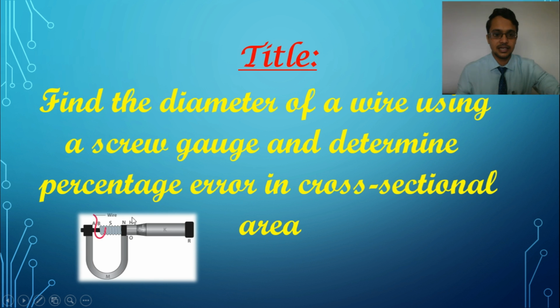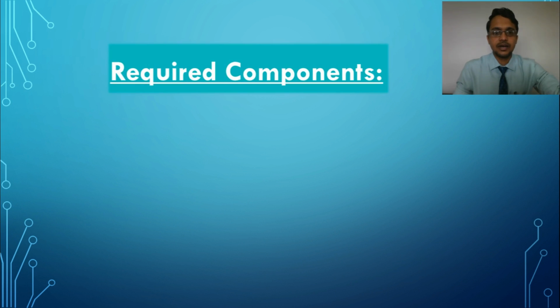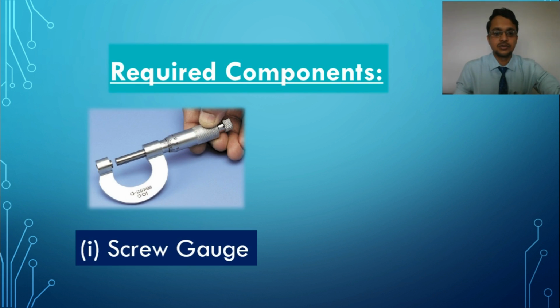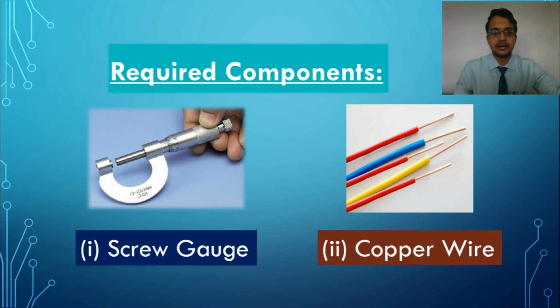Okay, so this is the small diagram. This is screw gauge and this is a wire. So we will measure the diameter of the wire and at the end we will find the cross sectional area of this wire. Okay. So the required components are first one screw gauge and second one copper wire. We will measure the diameter of copper wire using this screw gauge.